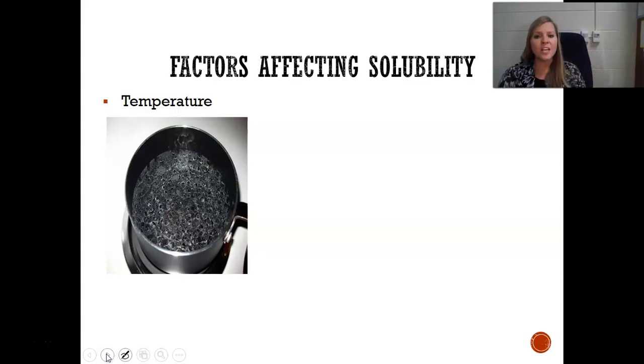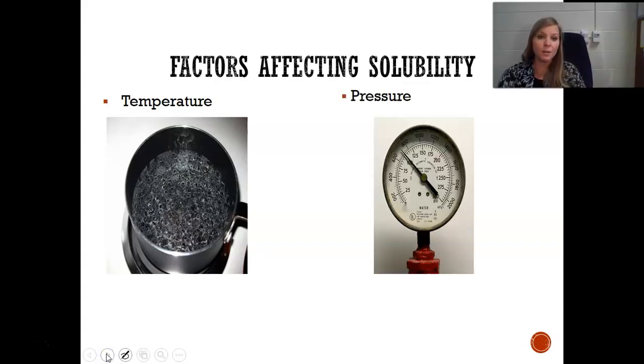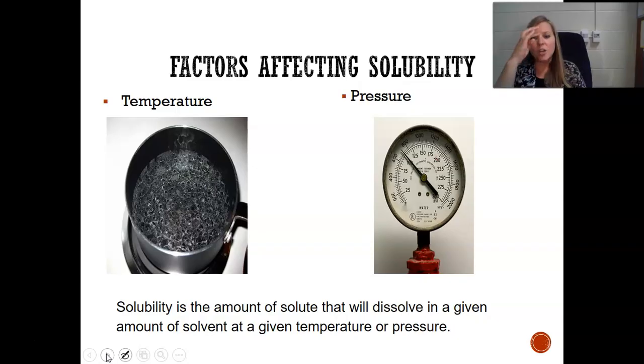All right, so let's look at factors that affect solubility. Temperature is a big one, and pressure. This unit, we're going to focus more on temperature. And then as we progress in our semester or year, we will start focusing a little bit more on pressure. Solubility is the amount of a solute that will dissolve in a given amount of solvent at a given temperature and pressure.